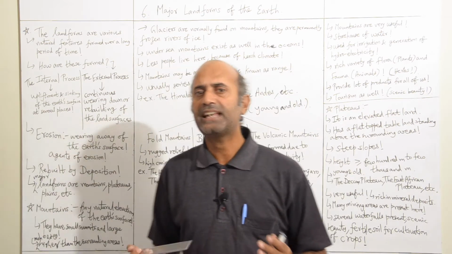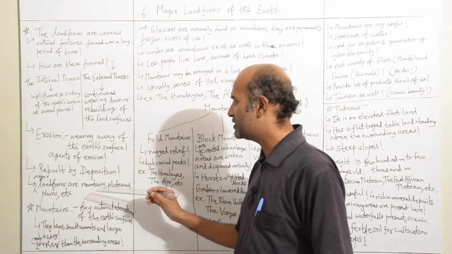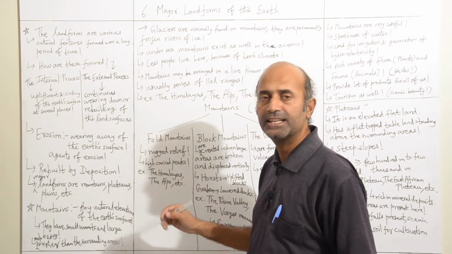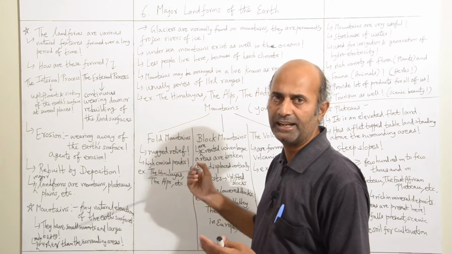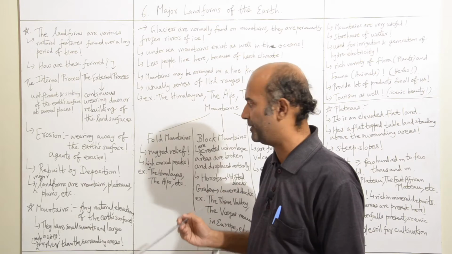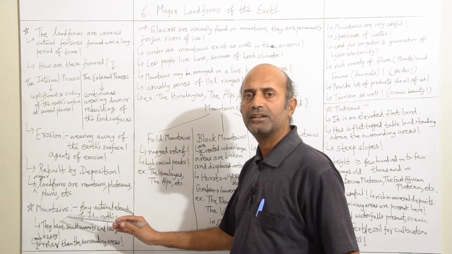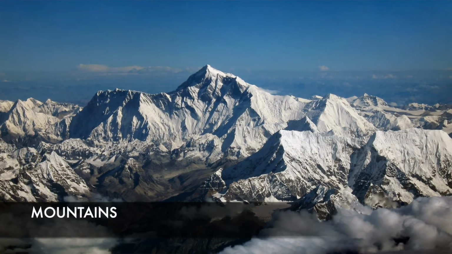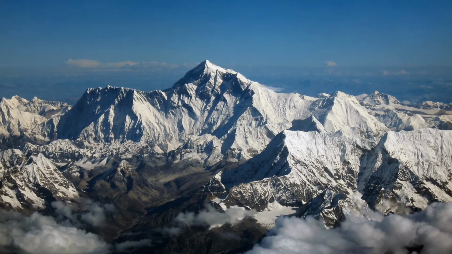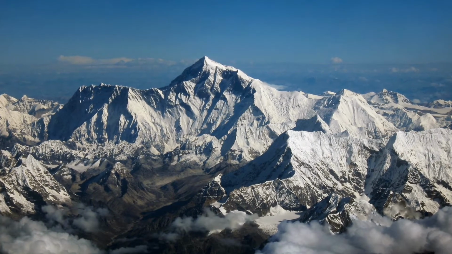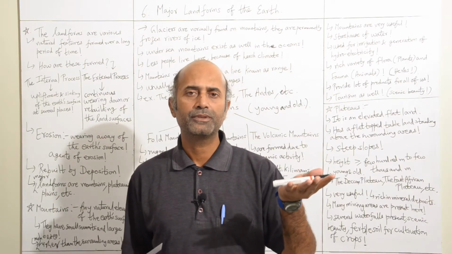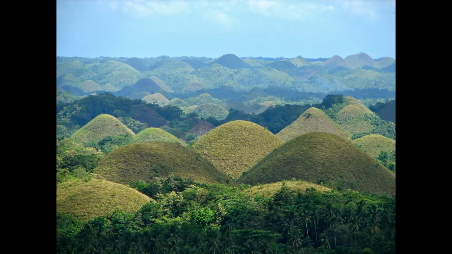Some of the major landforms are mountains, plateaus, plains, etc. We will study them in a little bit more detail in this chapter. So first we'll take a look at the mountains. Any natural elevation of the Earth's surface above the mean sea level is known as a mountain. If it's a little bit smaller elevation, it is known as a hill.